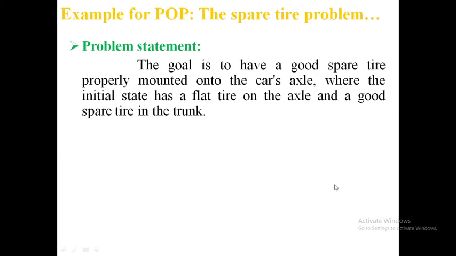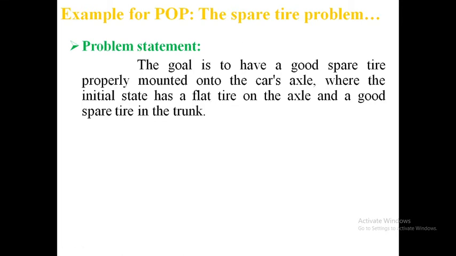Right, so the goal is to have a good spare tire properly mounted on the car axles. Okay, what is the car axle? I will show you. The initial state has a flat tire on the axle. Flat tire means without any air, it can't be used for the car moving. So what we have to do? We have a spare tire in the trunk. This spare tire has to be moved to the car axles, properly mounted onto the car axles, by removing this flat tire on the axle.